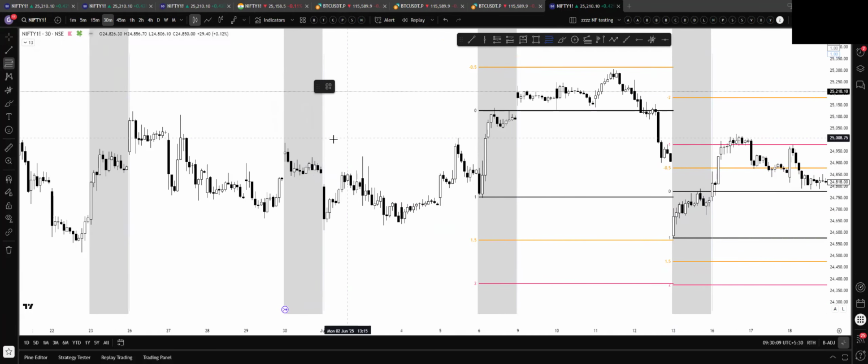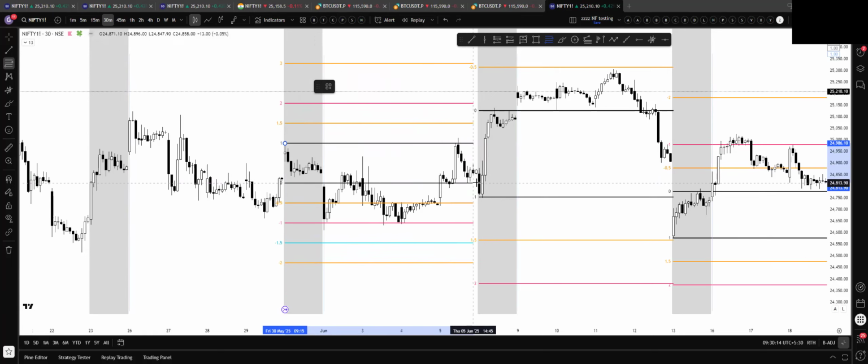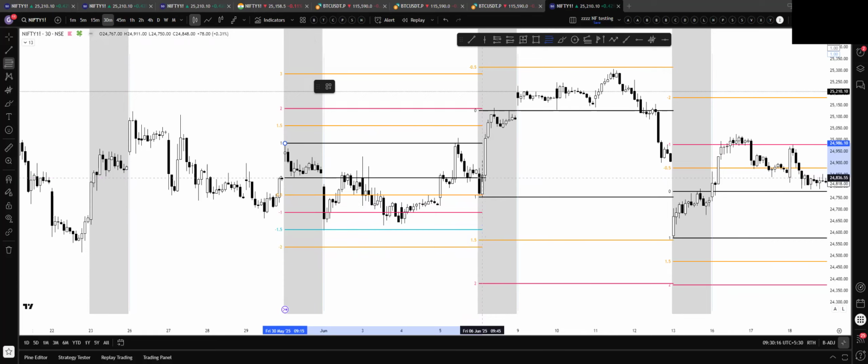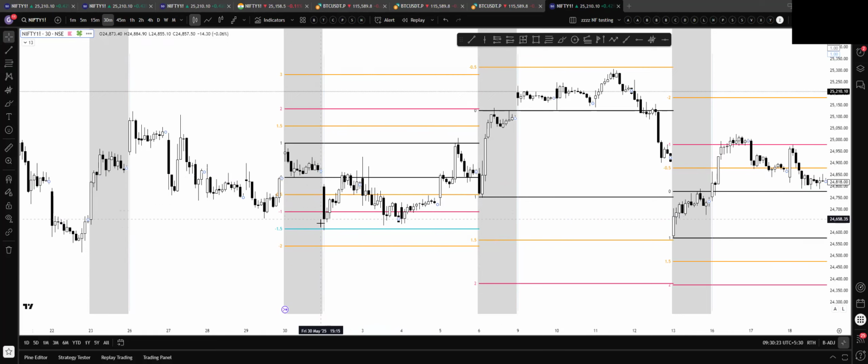Same thing, I'm just using the Fibonacci tool as there's no indicator available, or I haven't made an indicator as of now. If I make it, I will make it public. Likewise, same thing, rejection around this could just target the VWAP.